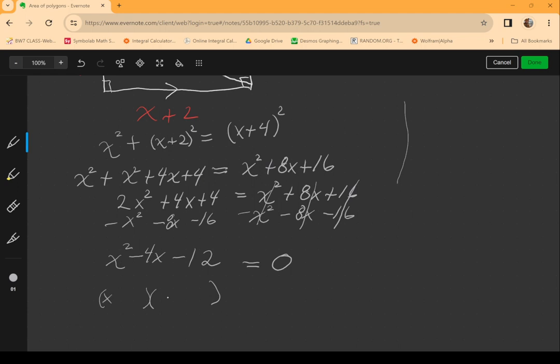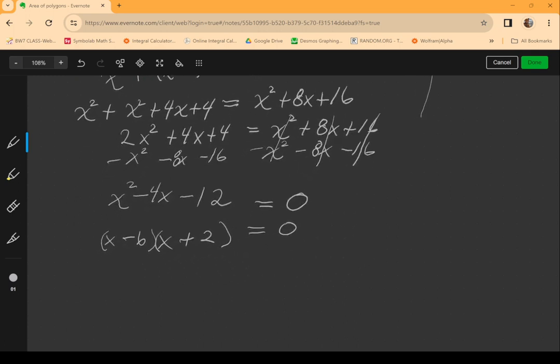So here, since this coefficient is 1, that first term will always be x. And I think those two numbers are going to be -6 and +2. Both multiply to -12 and add up to -4. All right, so there we go. Now I have my solution: x equals 6, x equals -2, by setting each one of those factors equal to 0.